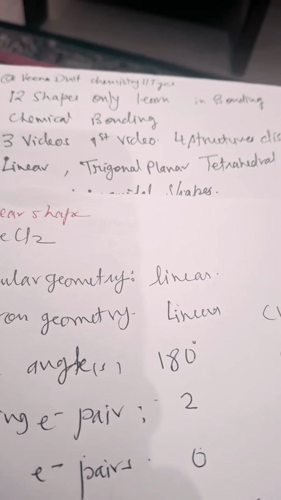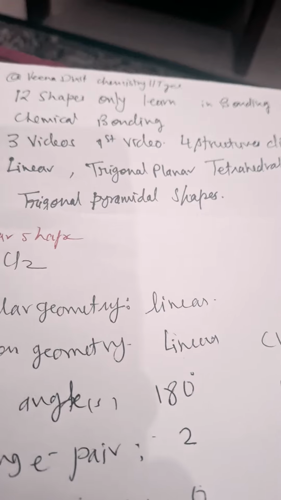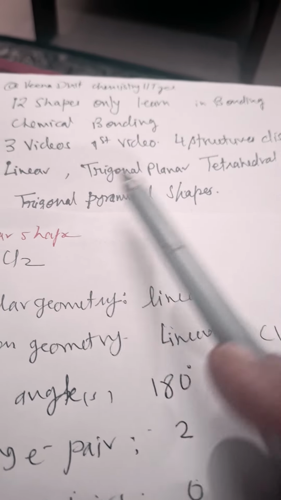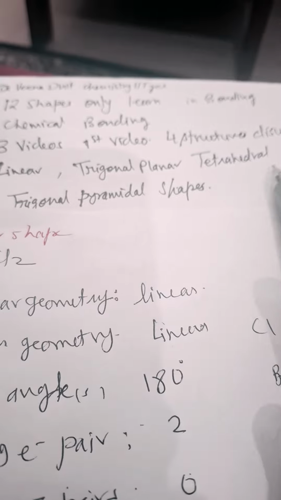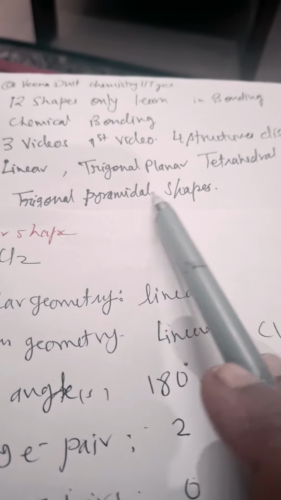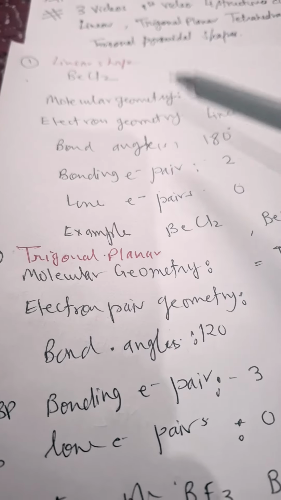Here we discuss a total of 12 shapes which are obtained in different molecules during chemical bonding. There are 3 videos. The first video contains linear, trigonal planar, tetrahedral, and trigonal pyramidal shapes. We'll see. Okay, now in this case you have to make a chart like this.